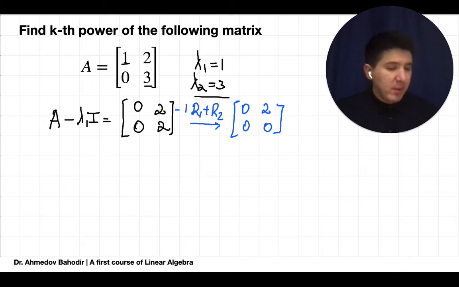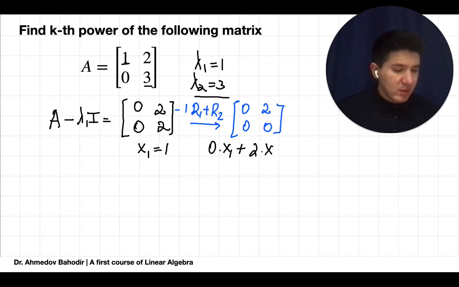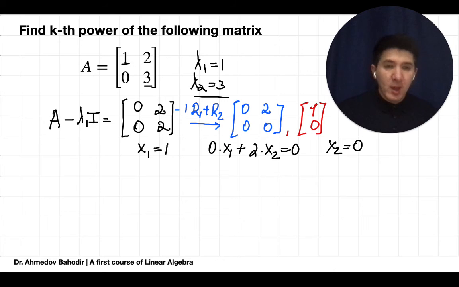So the second column is going to be the pivot column, and the first column is the free one. So that's why x1. We need to find a special solution of this matrix, right? So x1 is going to be equal to 1. If you substitute this there, it's going to be 0 times x1 plus 2 times x2 equal to 0, which means that x2 is equal to 0. So that's going to be the first eigenvector. The first eigenvector is simply 1 and 0. So that's the eigenvector which corresponds to the eigenvalue 1.